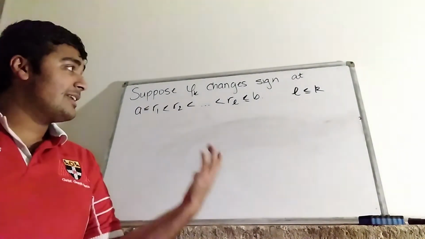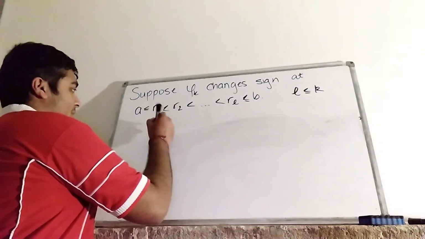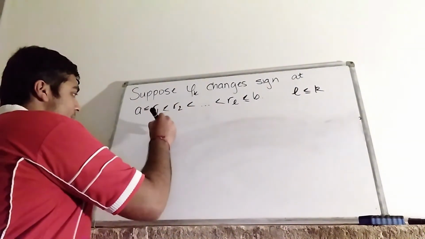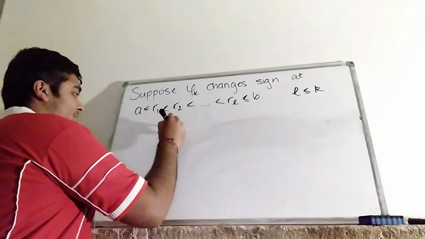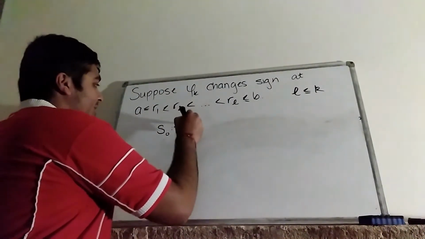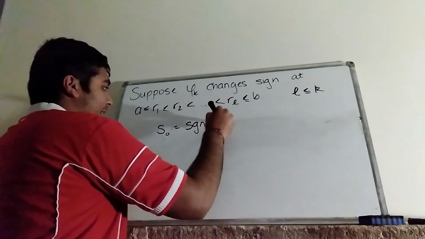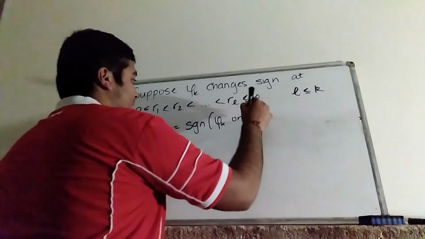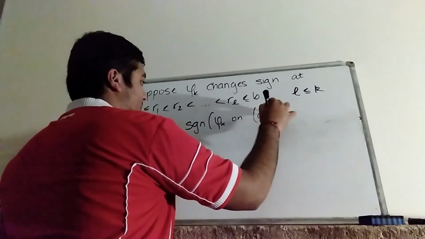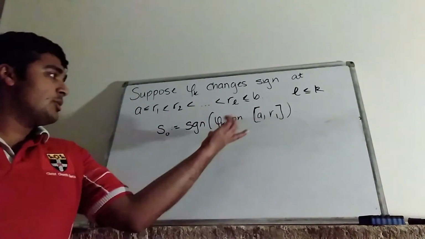Okay, so to do that we're going to construct a polynomial Q of x, but to do that we're going to first define S naught to be the sign of phi k on A to R1. Okay, what do I mean by this?